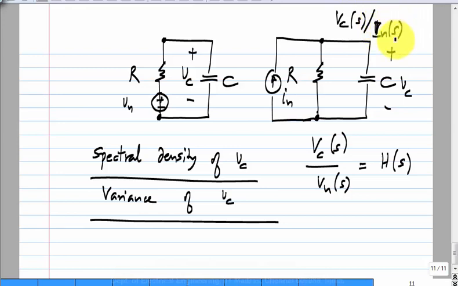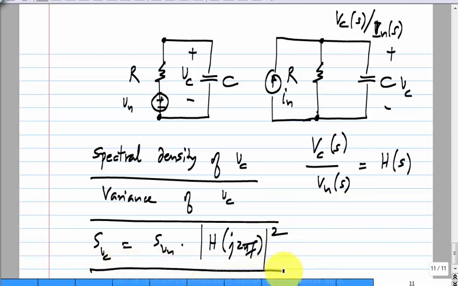Now, what is the spectral density of V c? S V c is S V n times mod of h, but remember typically this is expressed in terms of the linear frequency f in hertz. Okay, so you have to convert this, so this will be j 2 pi f. Do not get confused between radians and hertz, because spectral density invariably is specified as a density per hertz, okay, that is just the convention. There is nothing wrong in expressing it as per radians per second, but that is not what is done. 4 KTR is the density per hertz. Okay. So, you also convert this. So, this will be the spectral density of Vc, and then you can integrate this from 0 to infinity with respect to again f not omega, you will get the variance.